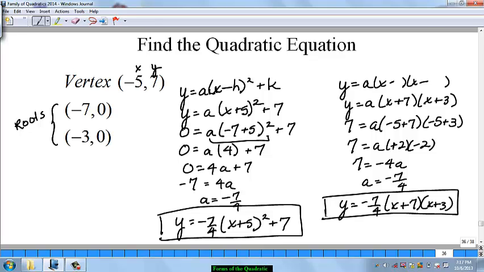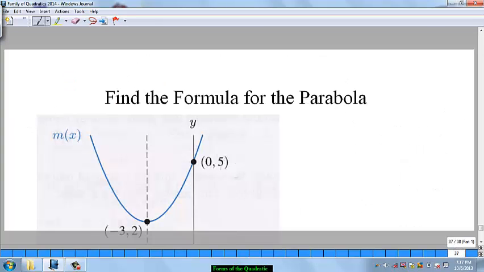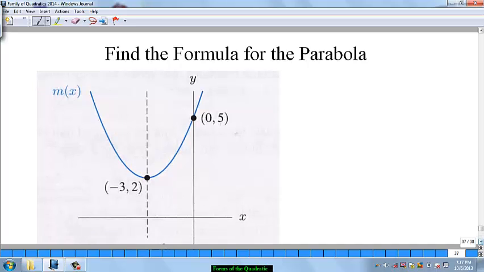Okay, let's do a couple more. Oh, this time I have a picture. Nice. So I look at it and see what information they gave us. Did they give us zeros, or did they give us a vertex? And they gave us the turning point of the vertex, so I'm going to use the vertex formula. And that's the only one I can use in this case. So we're going to use the vertex formula only.